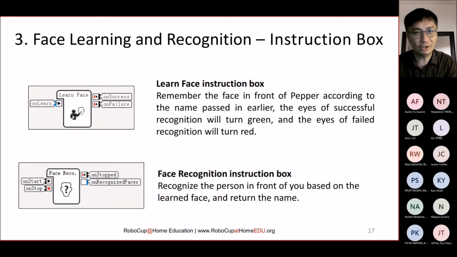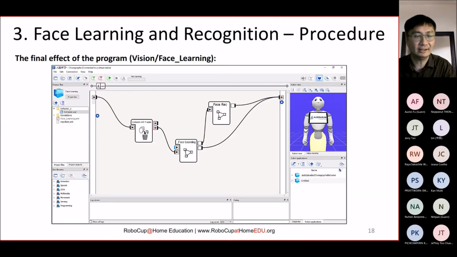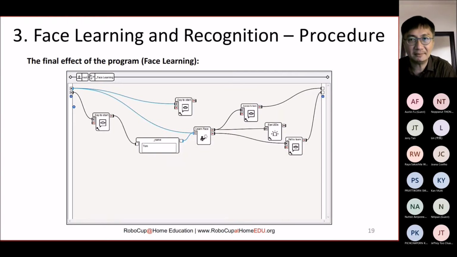Okay, so for this learn face and face recognition toolbox, later Austin will show you how to use it for face recognition. If you open up the example, you can see that now we have more boxes. The first one is Erase All, which clears the database. Then we have two combination boxes: one is for face learning, and another one continues with the face recognition. So you can open it up and look inside.